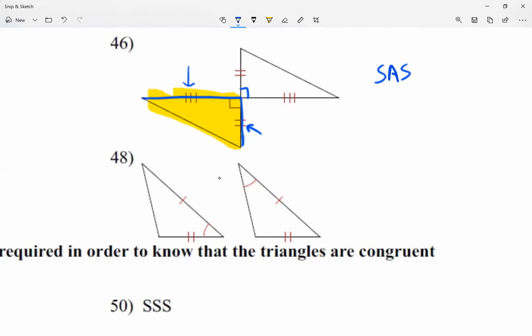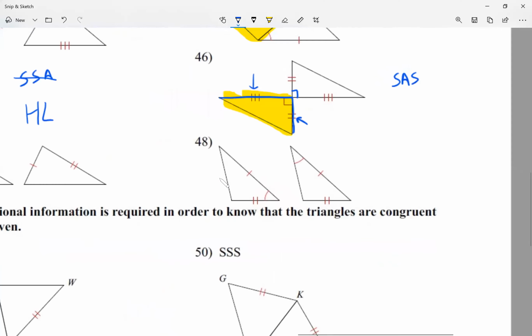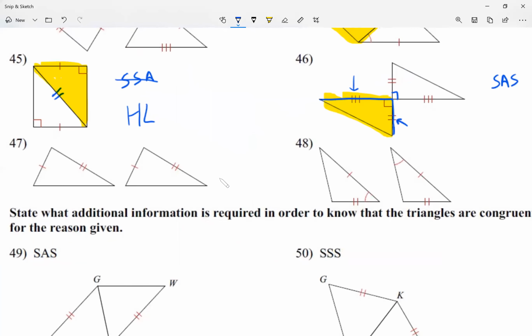So let me put the A in between. I quickly take a look at the other triangle. It is marked the same way. So side angle side works. Notice that my angle is 90 degrees. So don't think that every triangle where I see a 90-degree angle has to be HL. That's a problem that many people have. Number 45, yeah, it was HL. The 90-degree angle gave me HL because that was side angle. But look at 46, there's a 90-degree angle, but it's not HL.